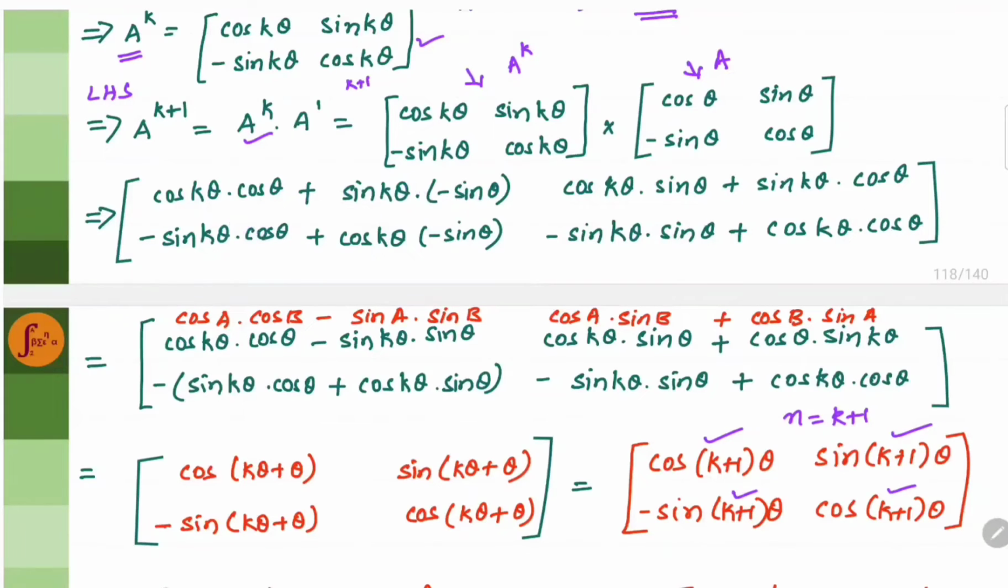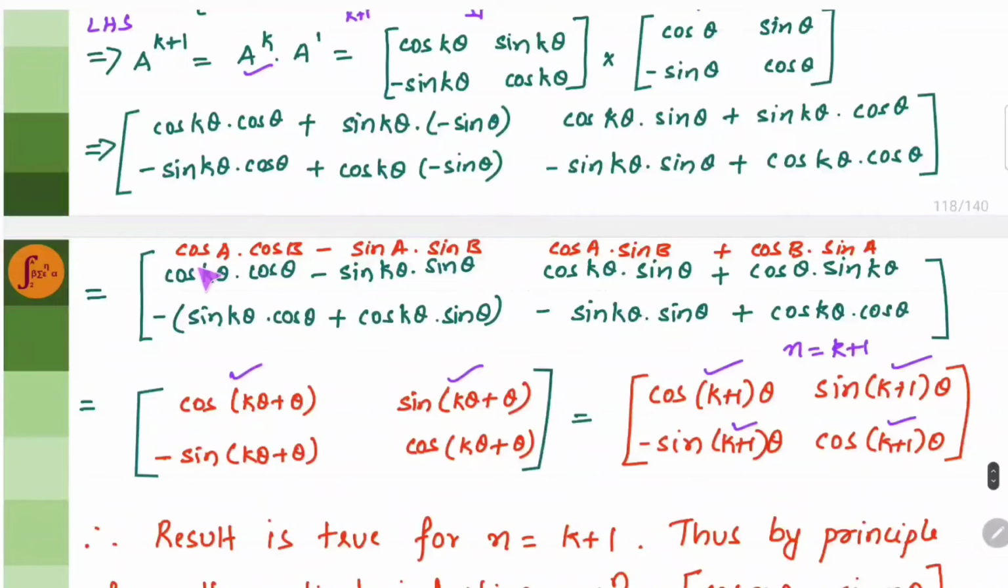Here use trigonometric formulas, right? Whenever you have this cos and sin, try to use the trigonometric formulas of cos A plus B, sin A plus B, cos A minus B, sin A minus B. Use this formula. So here you will get cos A cos B minus sin A sin B. What is cos A cos B minus sin A sin B? It's nothing but cos A plus B. And instead of A, we have k theta and theta. Cos k theta plus theta. Similarly, cos A sin B plus cos B sin A is nothing but sin A plus B. Instead of A, we have k theta. Instead of B, we have theta. So we get this matrix.